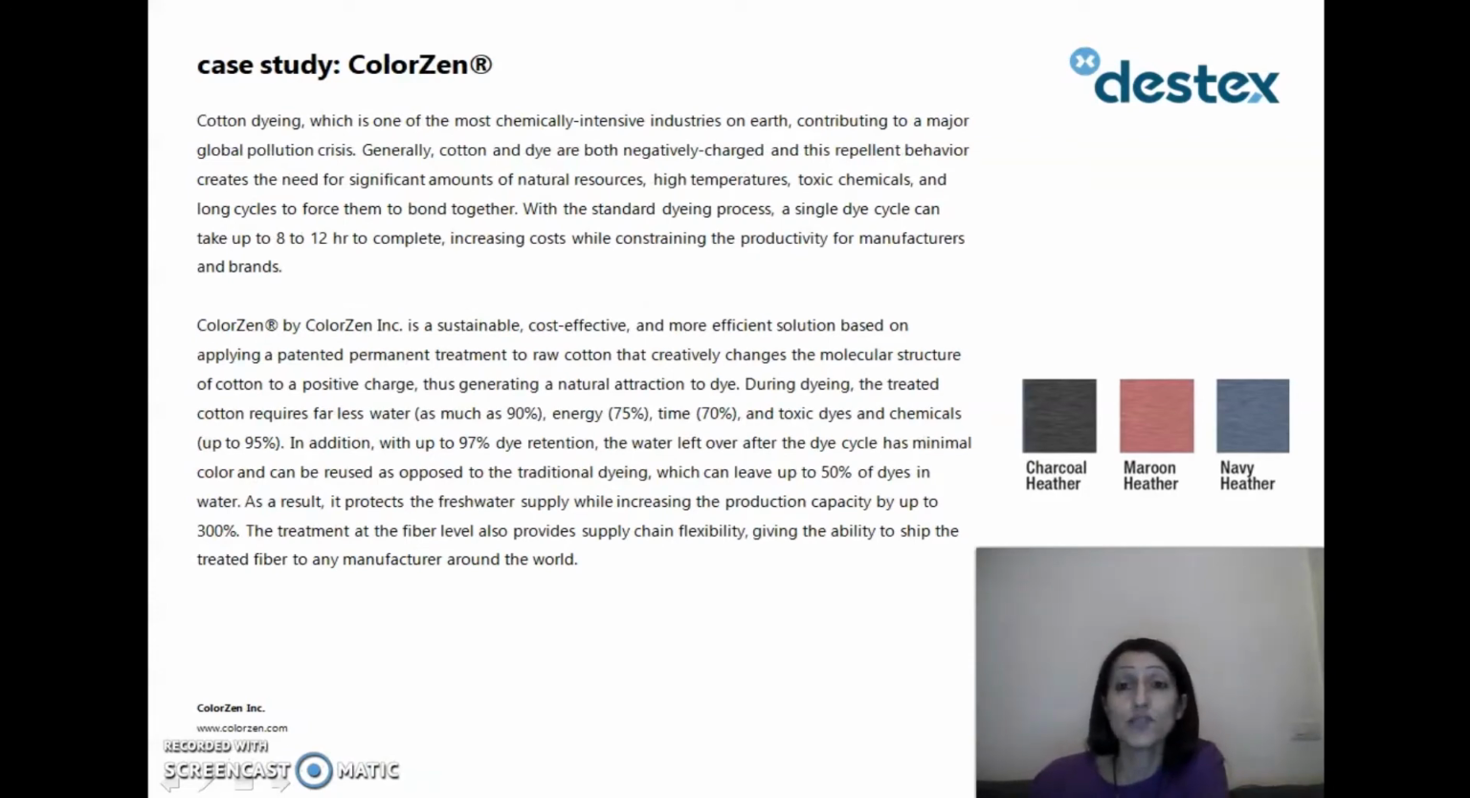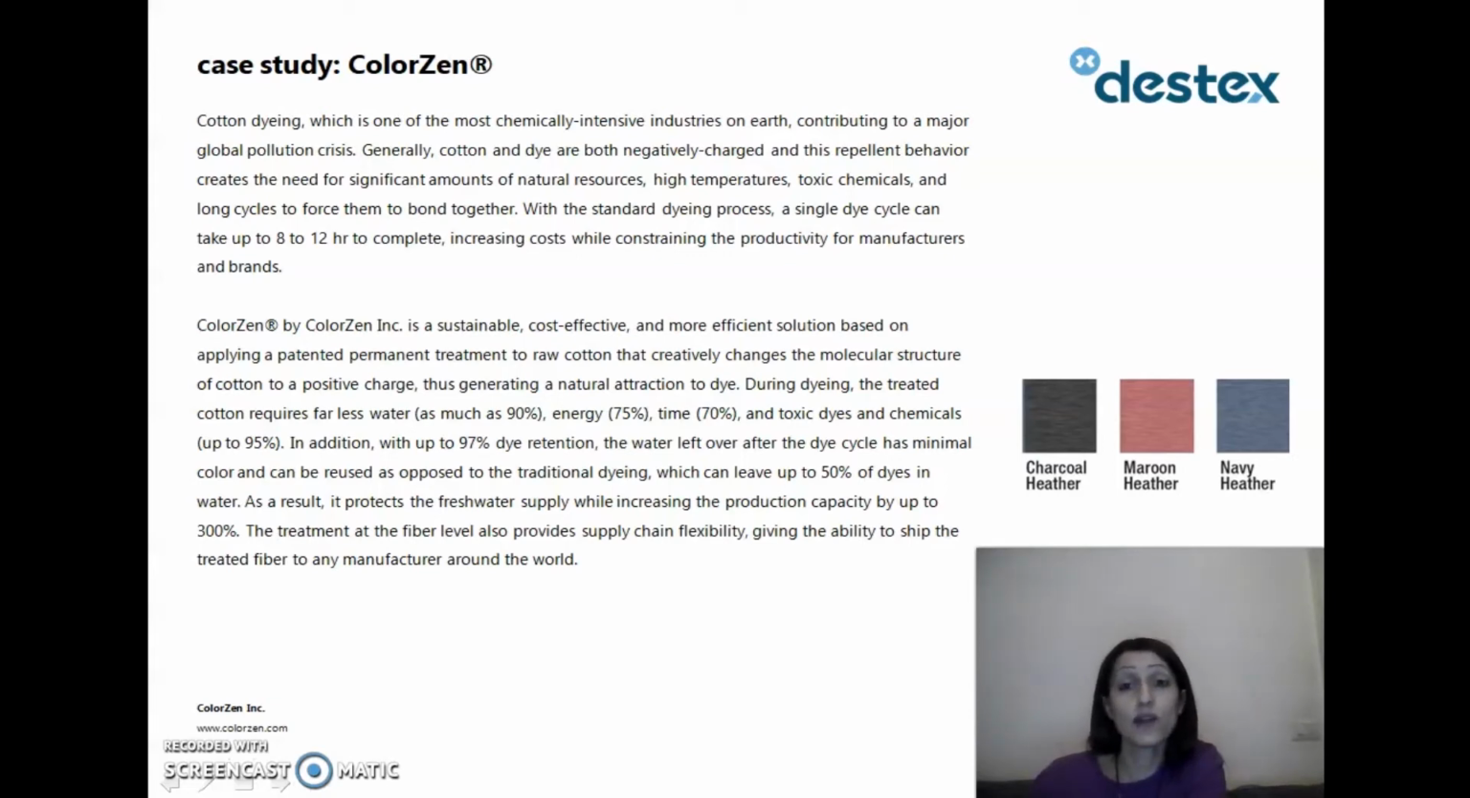Cotton dyeing is one of the most chemically intensive industries. Generally, cotton and dye are both negatively charged, and this repellent behavior creates the need for significant amounts of natural resources, high temperatures, toxic chemicals, and long cycles to force them to bond together.